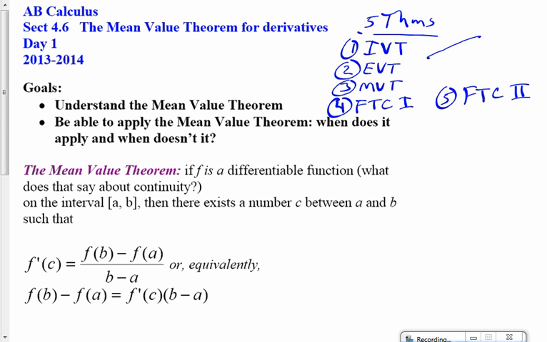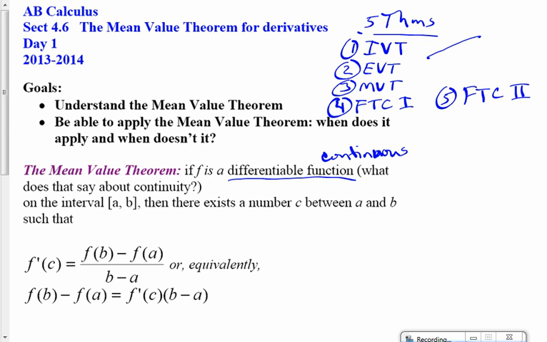Mean value theorem makes more sense with pictures, but we're going to do it with symbols because you need to understand both. Mean value theorem basically says f needs to be differentiable, aka continuous. Continuous is one of the prereqs for differentiable, right? So it's differentiable, which means it has to be continuous.